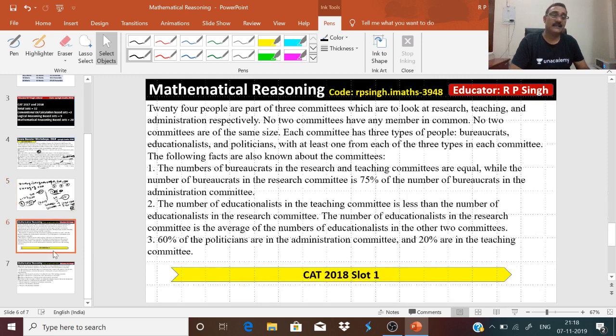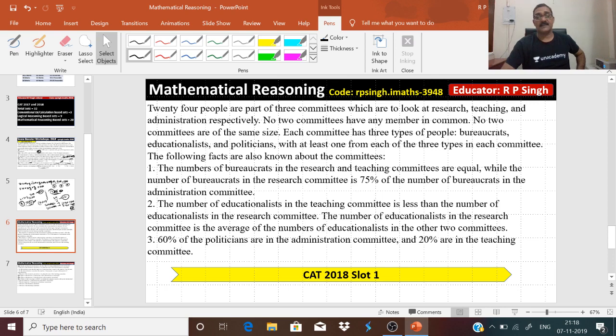Let us take another set from the same slot, and it is also based on mathematical reasoning, guys. What is the set? 24 people are part of 3 committees which are to look at research, teaching and administration respectively. No 2 committees have any member in common. No 2 committees are of the same size. Each committee has 3 types of people: bureaucrats, educationalists and politicians, with at least one from each of the 3 types in each committee. The following facts are also known about the committees.